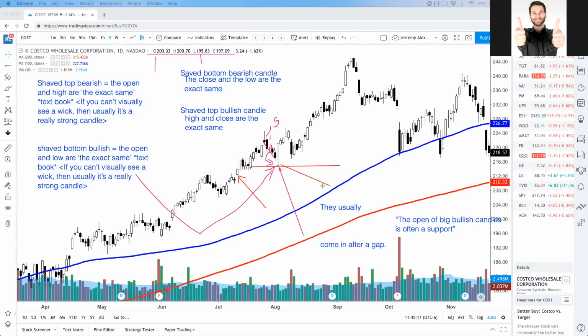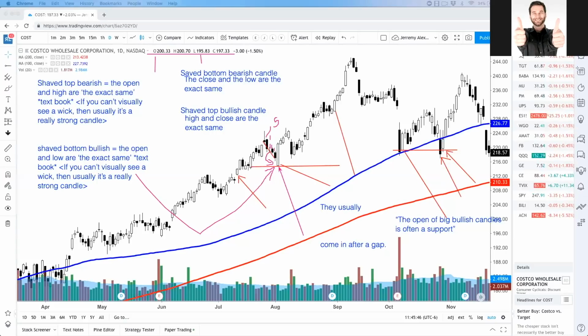So that's a shaved bottom bullish candle. Here's another one right there on Costco, and here's another one right here on Costco. And again, you can see that was a beautiful support right there. It did close below, and the very next day it gapped up, which would have trapped some bears and stopped people out. It would have been a great place to try to get back into that trade. But these patterns don't happen very often.